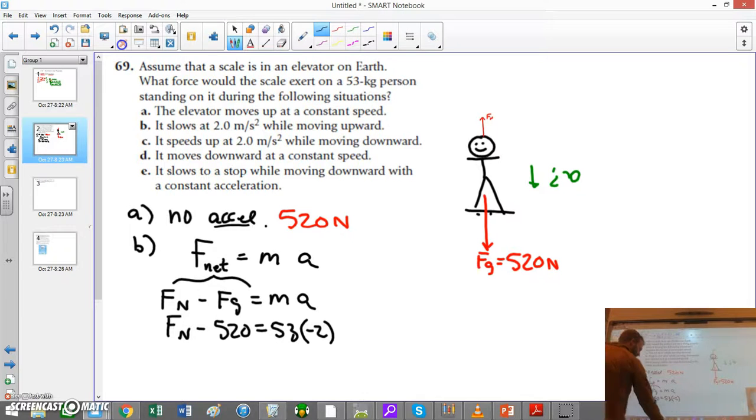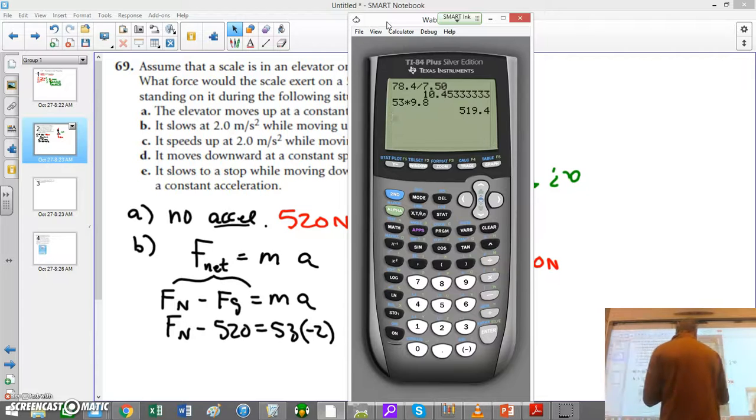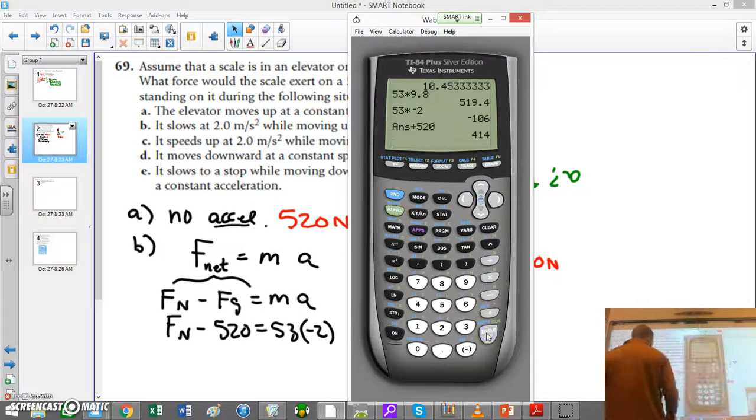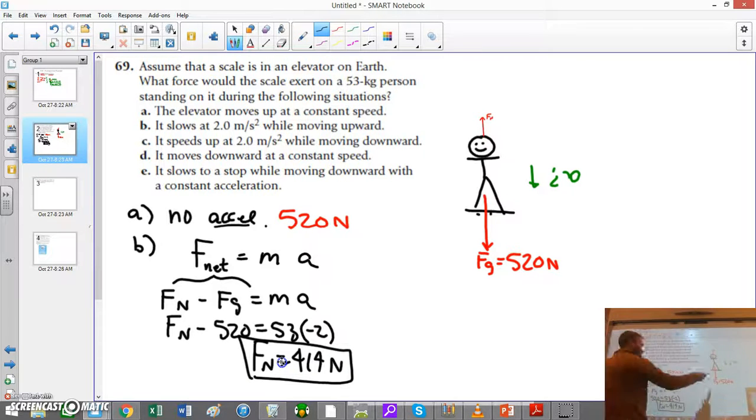So when I do this, I take 53 times negative 2, and then I add to it 520, and I get 414. So my normal force in this case is 414 newtons. And that makes sense that it's smaller than 520.